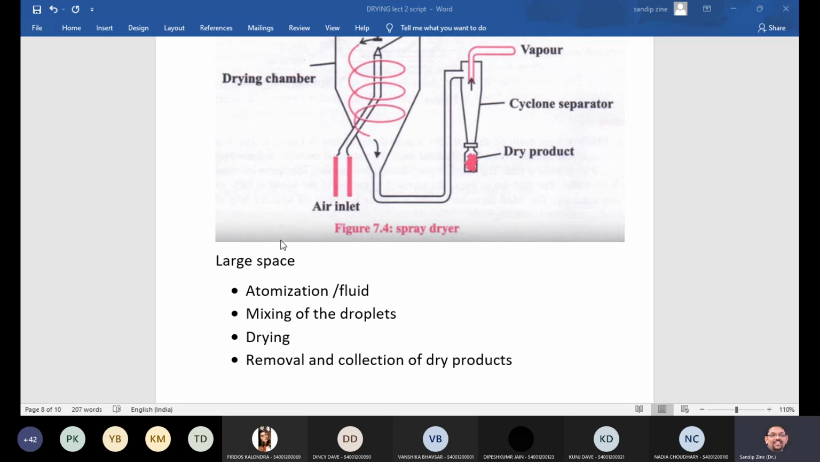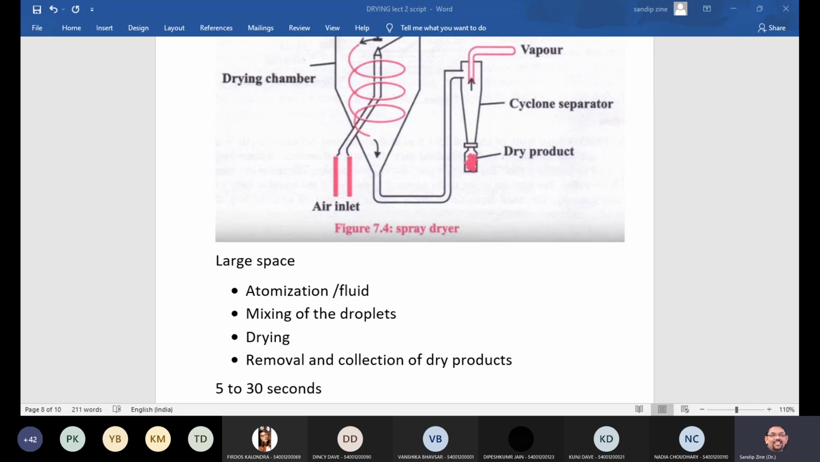And the residence time of a droplet in the dryer is only a few seconds. If you are talking about the residence time, it is hardly 5 to 30 seconds. See the efficiency of this dryer, 5 to 30 seconds only. And the particles should not be overheated. Also, the bottom of the drying chamber is connected to the cyclone separator.